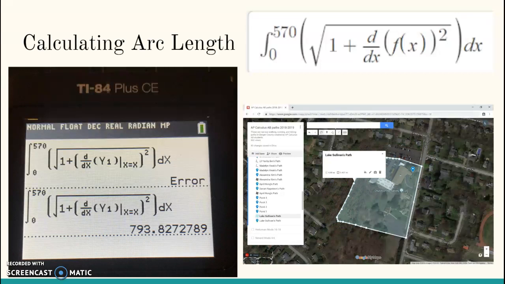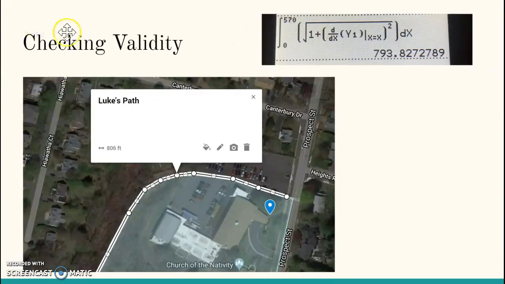And then if we move along, we can check the validity of this using a function of Google Maps. So I went in to Google Maps and I checked the length of my path right here and found it to be 806 feet, which is very close to the 793 feet that we found using the arc length formula.